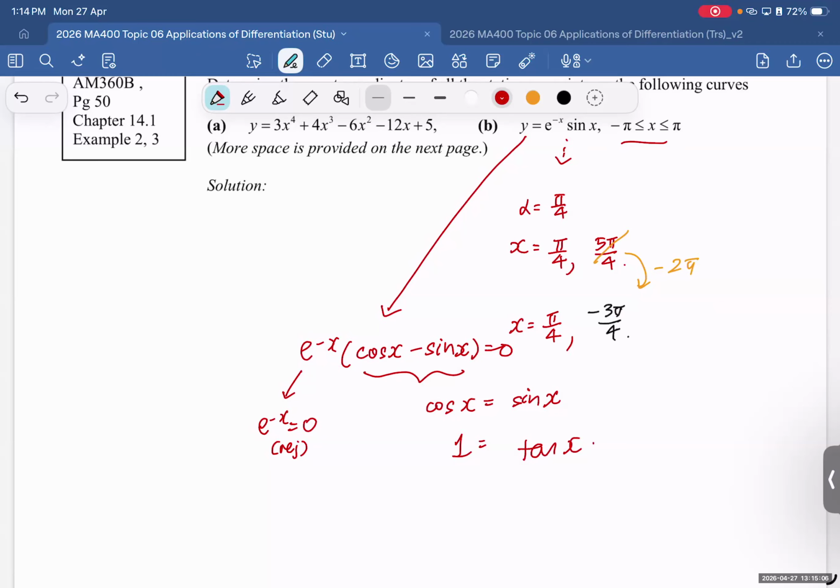Okay, this one's 1. We don't usually use cotangent, we use tangent. So I solve tan x equals 1, and very quickly you can get the basic angle. That's just 45 degrees.